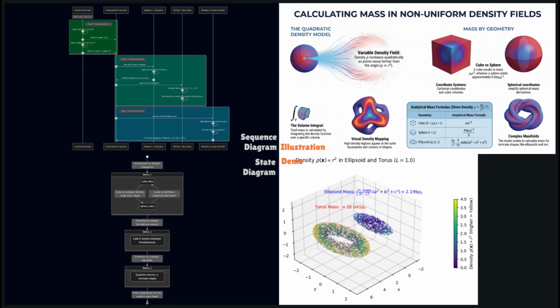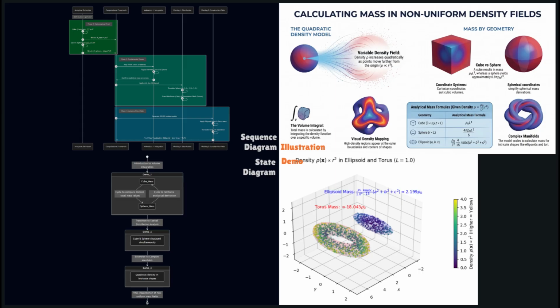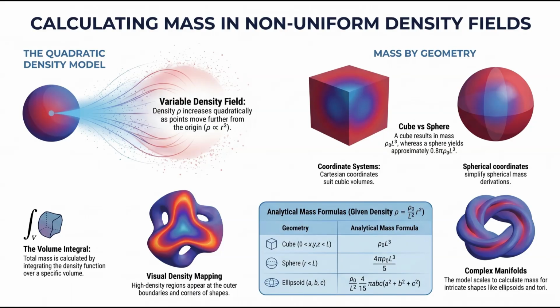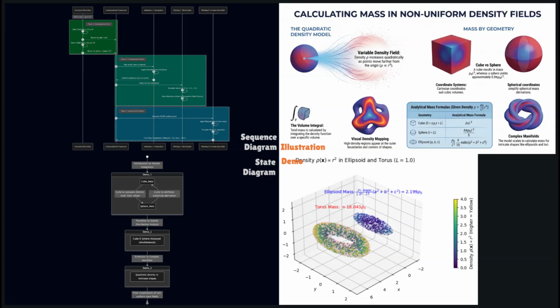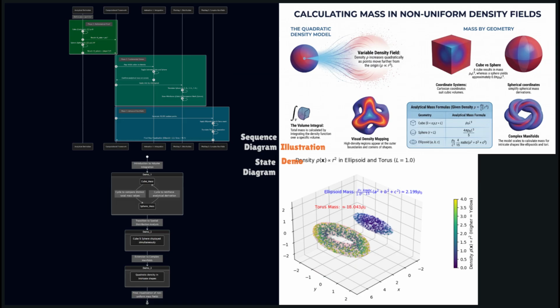The evolution of purpose. The state diagram. If the sequence diagram is the how, the state diagram defines the why. It outlines a purposeful journey that begins exactly where the derivation sheet ends, with the fundamental calculation of volume integration. From calculation to observation, the state diagram shows how the narrative shifts from simply confirming total mass values to analyzing how density is physically distributed across space.